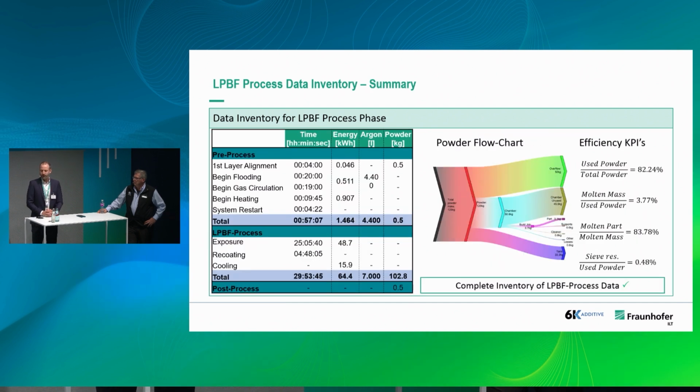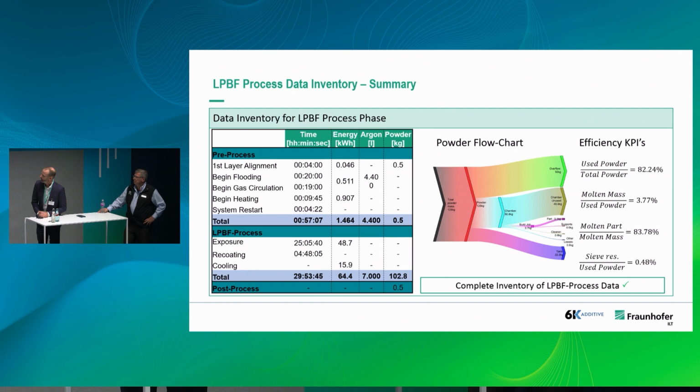If we take a look at the powder on the right side, this is the powder flow chart. So we started out with 125 kilograms of powder that were provided by 6K. Then the green part on top, which is roughly 50% of that, is just what went into the overflow. So we didn't really use it. It didn't really see any action, but we couldn't consider that to be used powder because it was in the process chamber at some point.